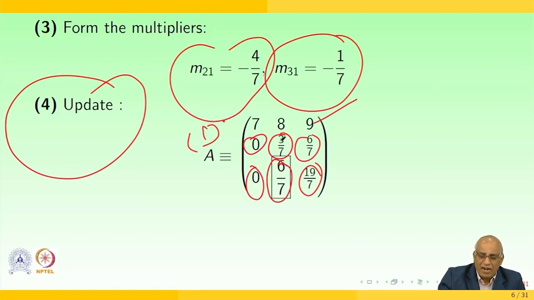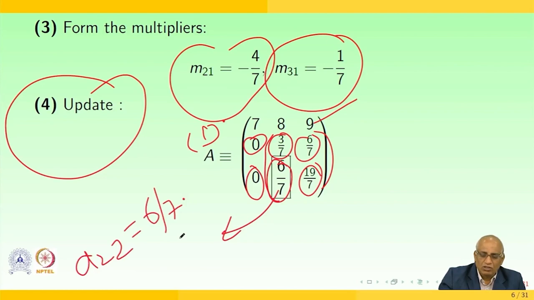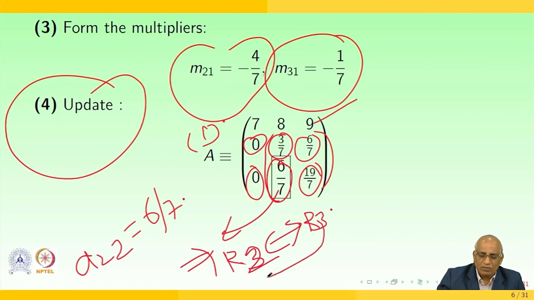And in this submatrix, bring the maximum element as the 2 by 2 pivot. So obviously 3 by 7 is not greater than 6 by 7. So 6 by 7 will become A22. That is 6 by 7. So for that, what we need to do is row 2 should be shifted to row 3 and row 3 shifted to row 2.